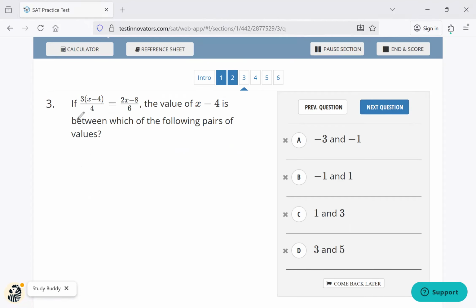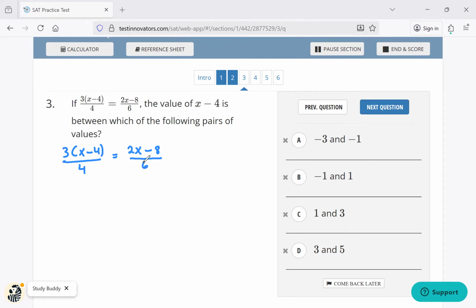Question three. If 3 times (x minus 4) over 4 equals (2x minus 8) over 6, the value of x minus 4 is between which of the following pairs of values? What we've got to do is solve for x, and then plug it back into this equation. So how do we do this? We have 3 times (x minus 4) over 4 equals (2x minus 8) over 6.